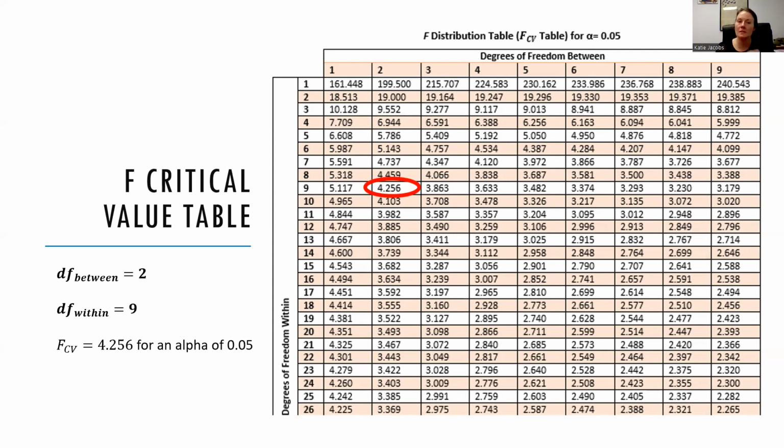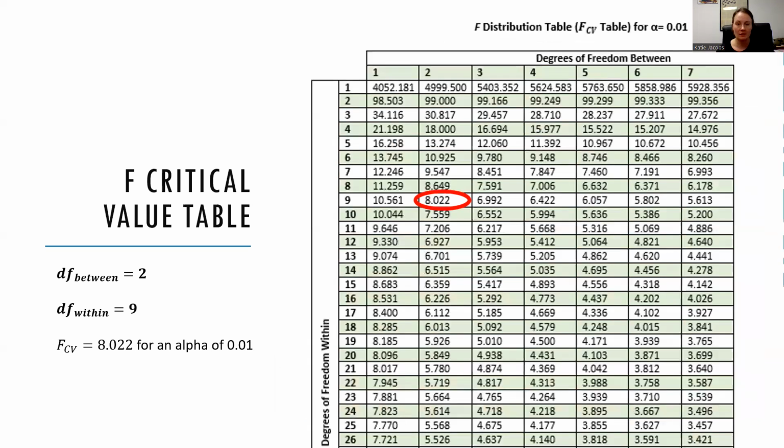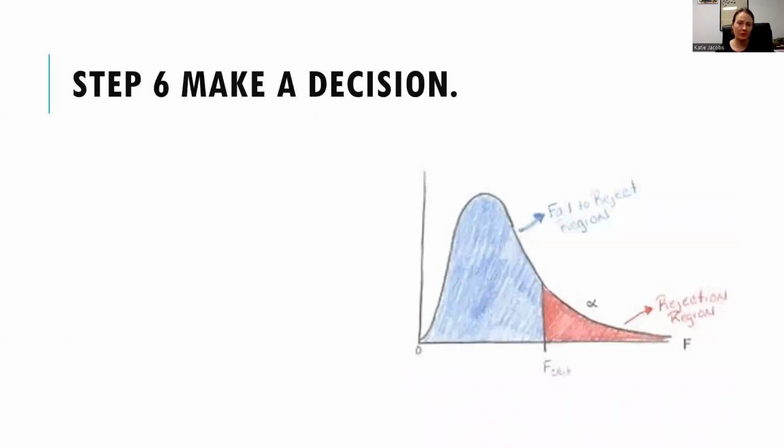At the very top where it says F distribution table, FCV table for alpha level of 0.05, you're going to want to pay attention to what the alpha level is. If you print off the tables that I've provided, you might want to highlight what that alpha level is so that you pay attention to it. Then we replicate the same thing, and we see that we have a critical value of 8.022 for an alpha level of 0.01. We will use those to make a decision in step 6.